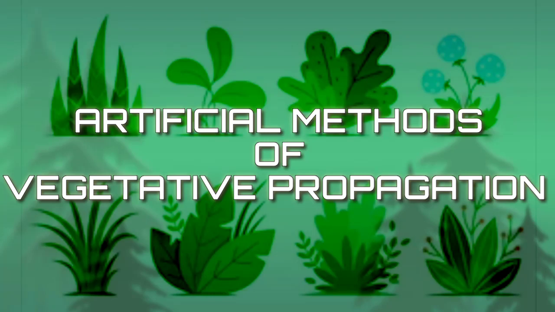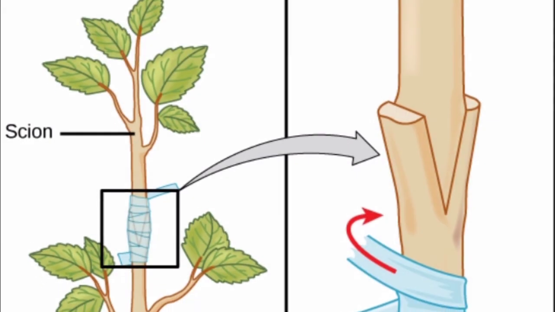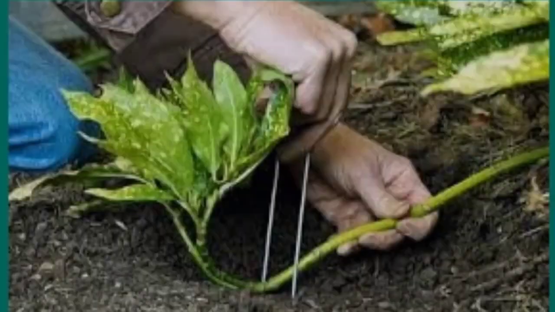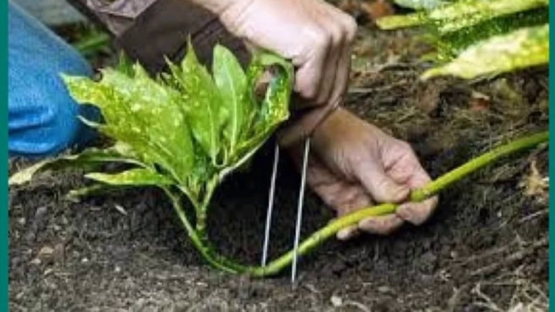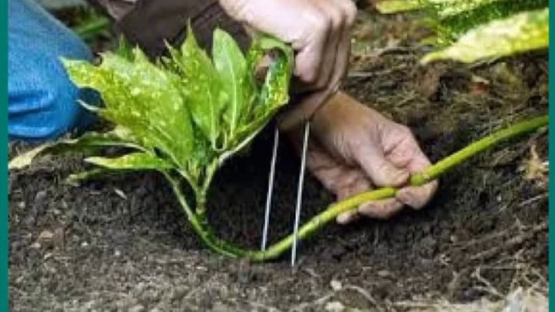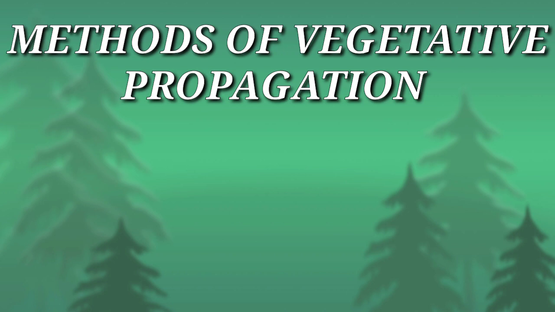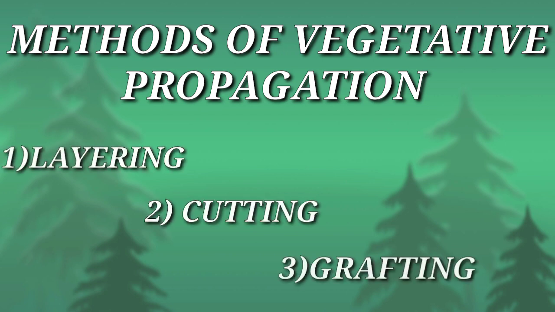Today we are going to discuss artificial methods of vegetative propagation. Artificial vegetative propagation is the deliberate production of new plants from parts of old plants by humans. This can be done by following three methods: layering, cutting, and grafting.